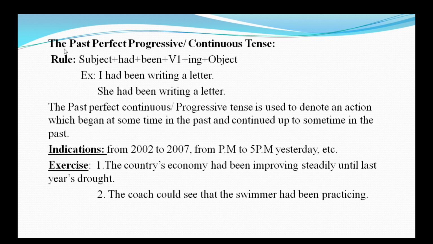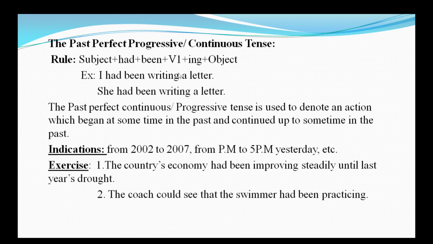The next tense is the past perfect progressive or continuous tense. Here the rule comes: subject plus had been, the past perfect progressive form of the auxiliary verb, plus V1 main verb with ing added to the root form, plus object. Here the examples are I had been writing a letter. Next, she had been writing a letter. Here, I is the subject, had been is the past perfect progressive auxiliary verb.